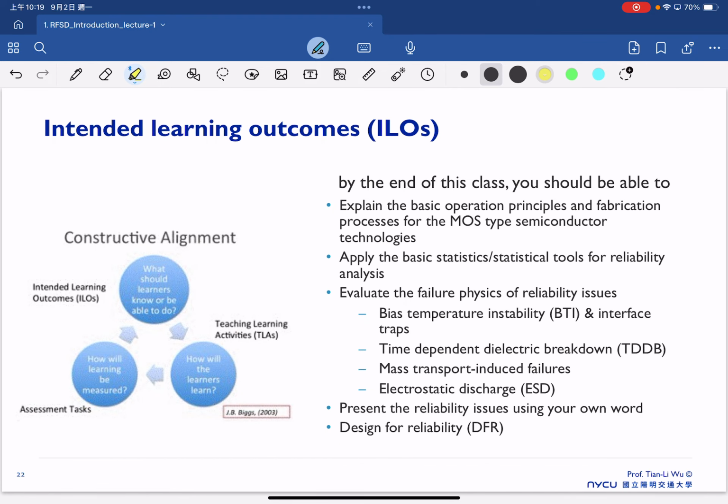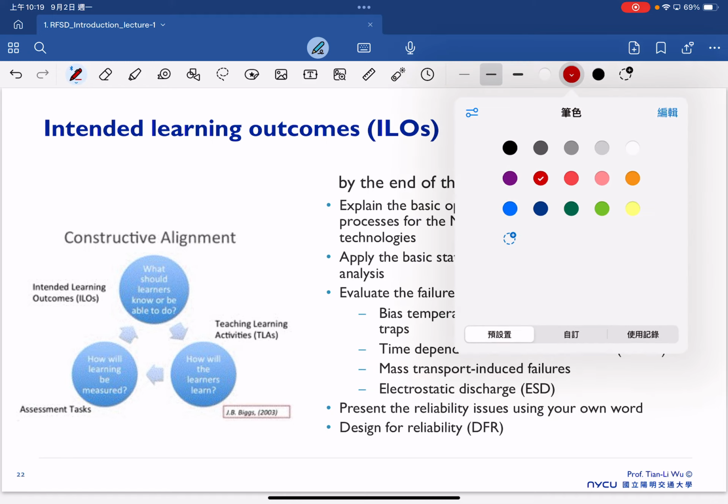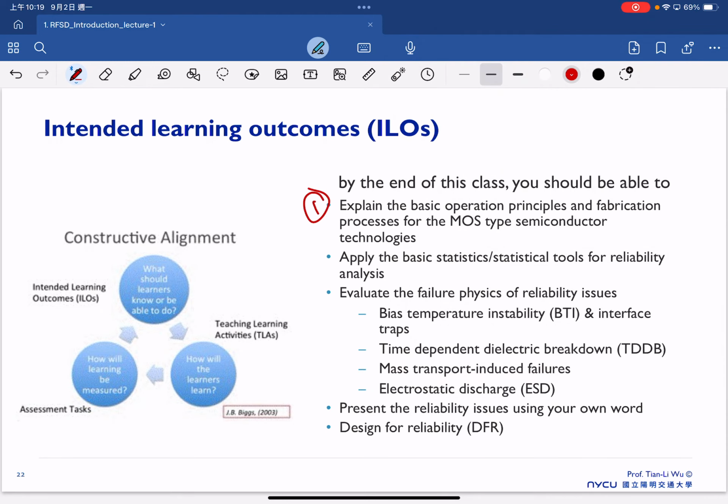the intended learning outcome. This course is designed by considering constructive alignment as shown here. We will talk about the detail, but let me quickly give you the idea of what you can expect to learn by the end of this class. By the end of this class, you should be able to, first, explain the basic operation principle and fabrication for the MOS type semiconductor technology.